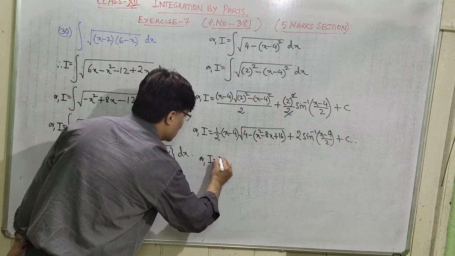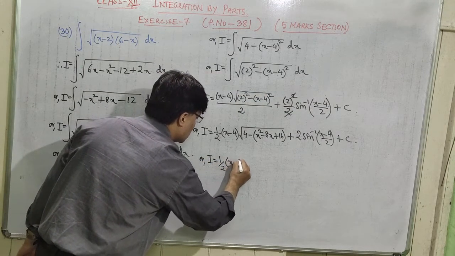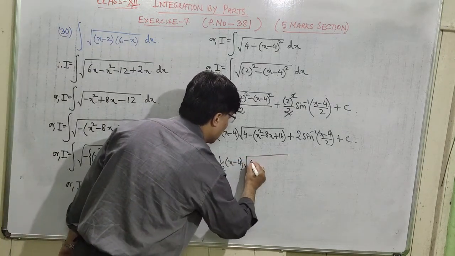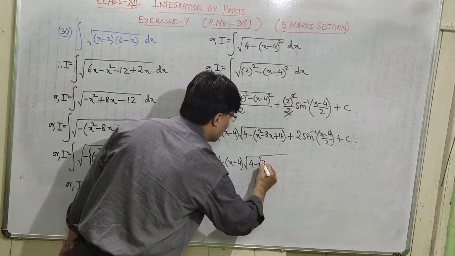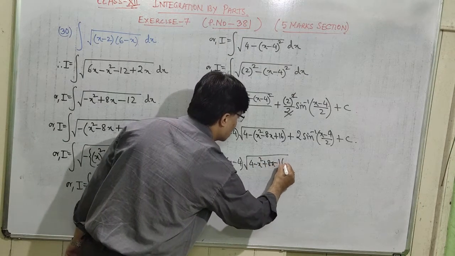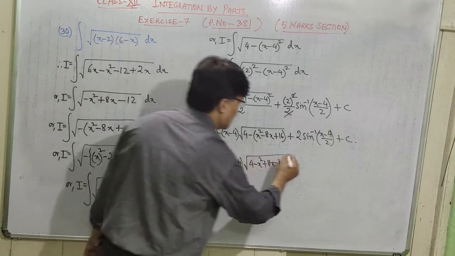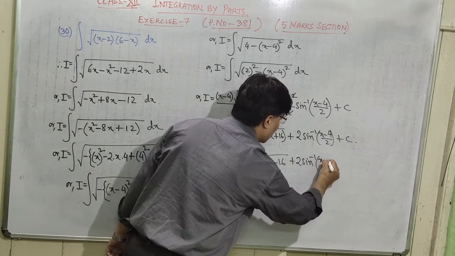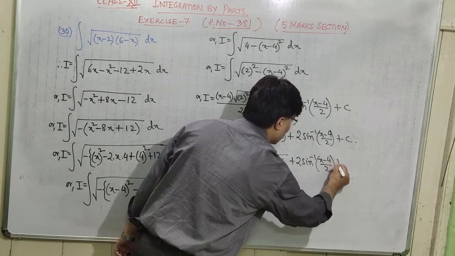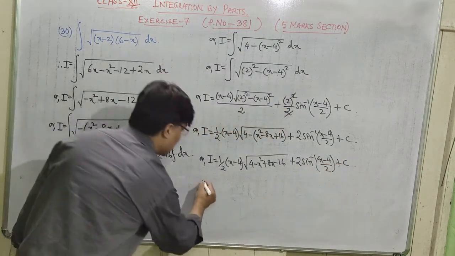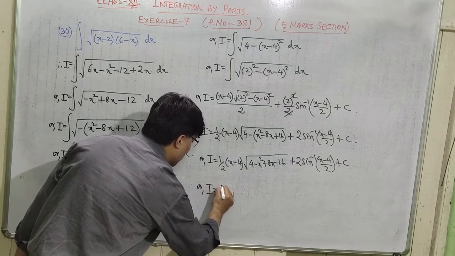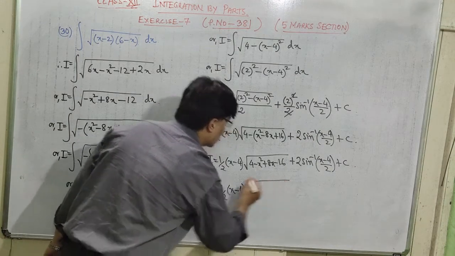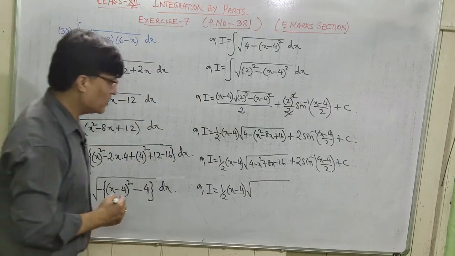Or this is I is equal to half, this is your x minus 4, and within square root here we have 4 minus x square plus 8x minus 16. Then plus 2 sine inverse within bracket x minus 4 divided by 2 plus c. Or now this is I is equal to half x minus 4, then within square root, let us simplify it further.